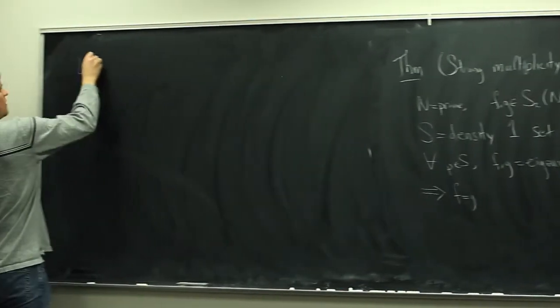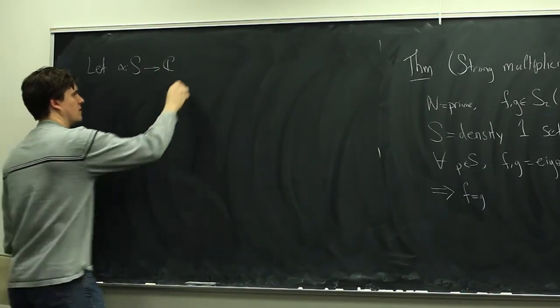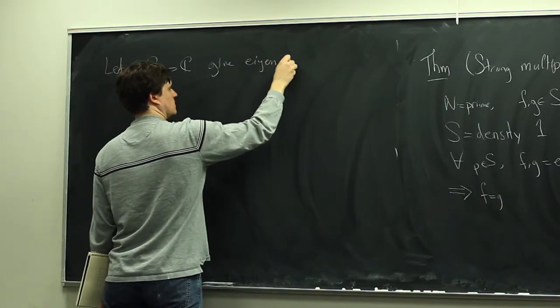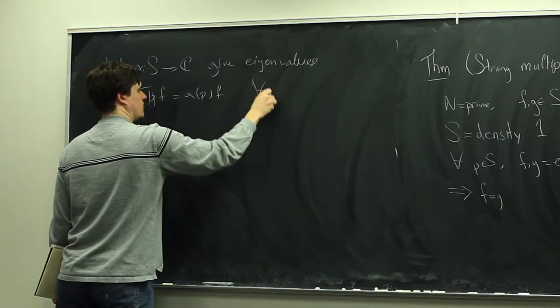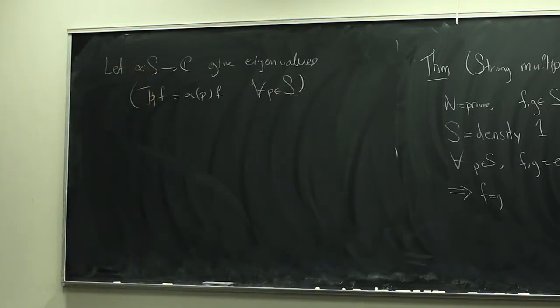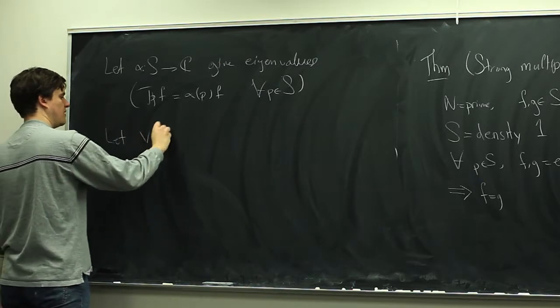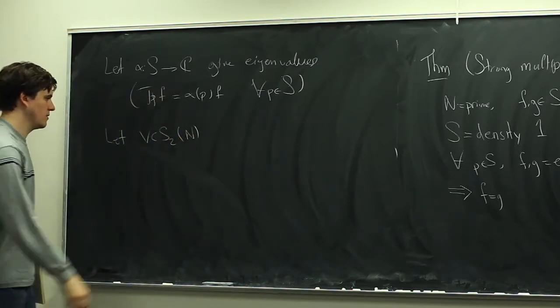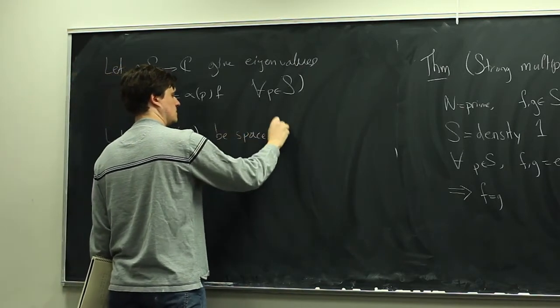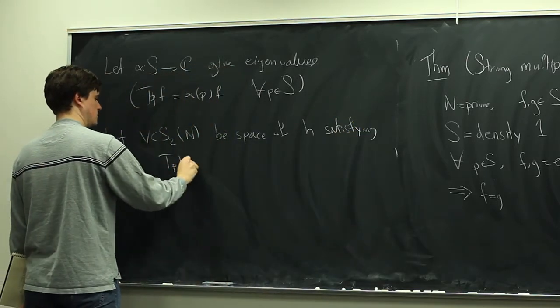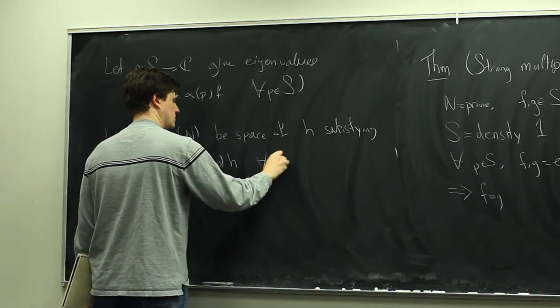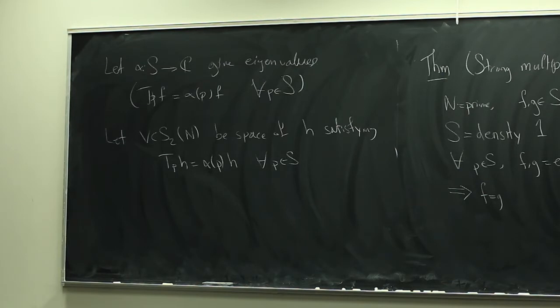So let alpha be the function giving the eigenvalues. So Tp f is alpha of p times f for p in S. That's what I mean. And define V to be the space of cusp forms that transform in this way. So that's some subspace of S2(n). And we're trying to show that it's one-dimensional.